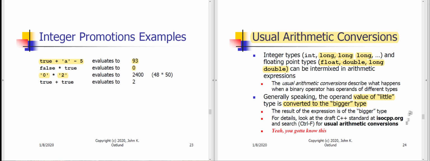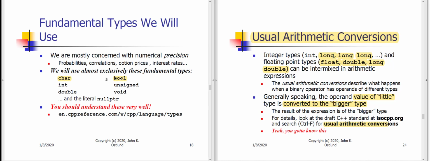Okay, so to find out all these gory details, you can look in the standards documentation for usual arithmetic conversions, and you'll find all of these gory details. Now, we are only looking at a restricted set of data types, namely char, bool, int, unsigned, double, and void, as I mentioned, as well as null pointer. So when we use these things in arithmetic, char and bool are going to be promoted to int.